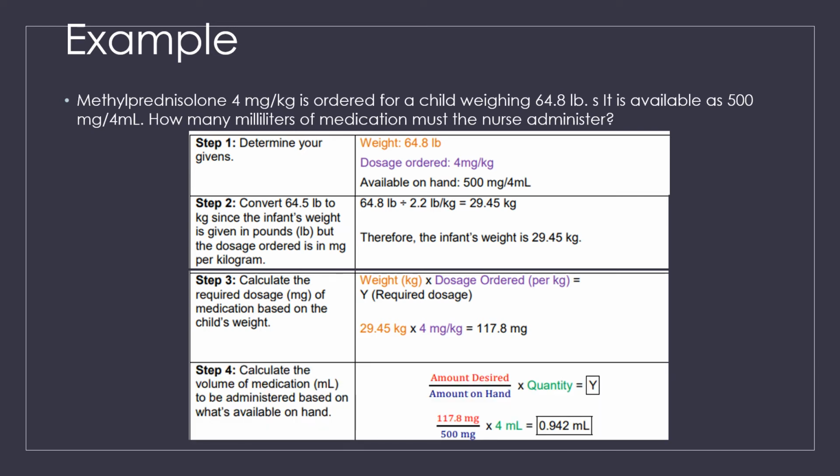Then we calculate the volume of medication in ml to be administered based on what's available on hand. So the amount desired is 117.8 milligram divided by 500 milligram times 4 ml. So the nurse must administer 0.942 ml of medication, or 1 ml of methylprednisolone for the patient.